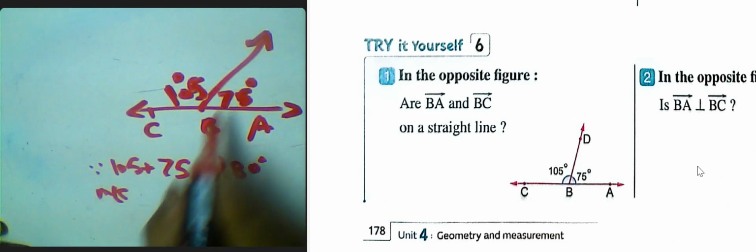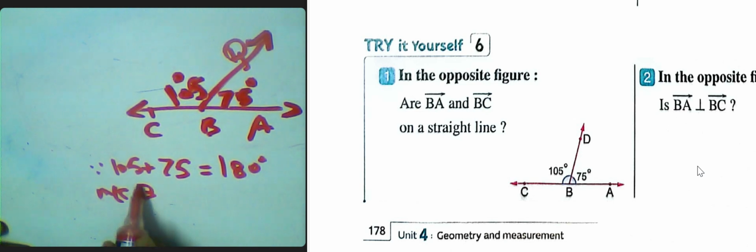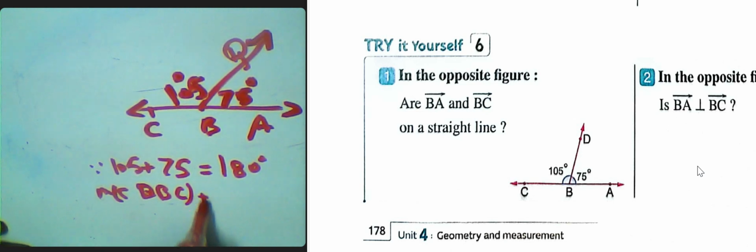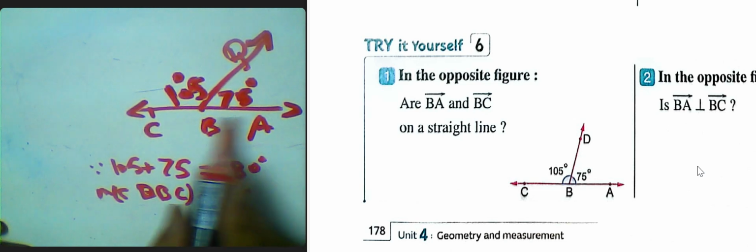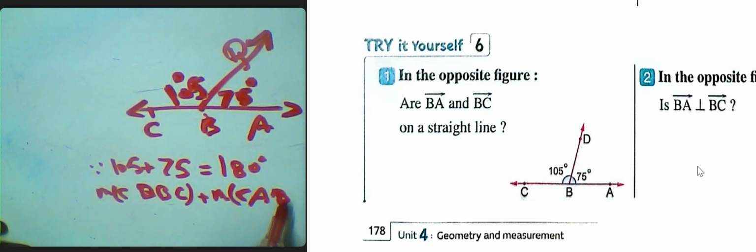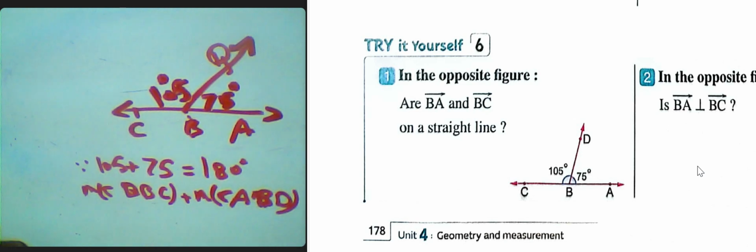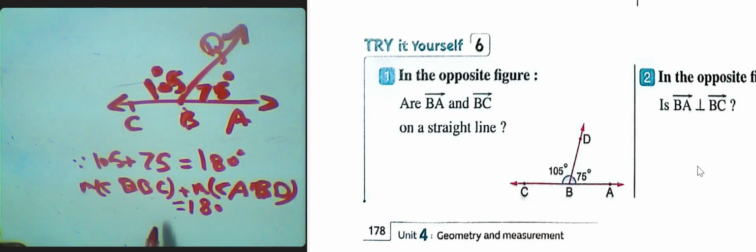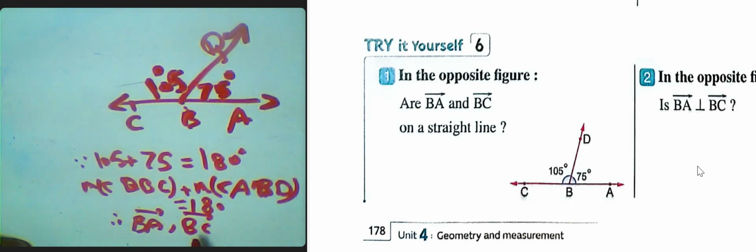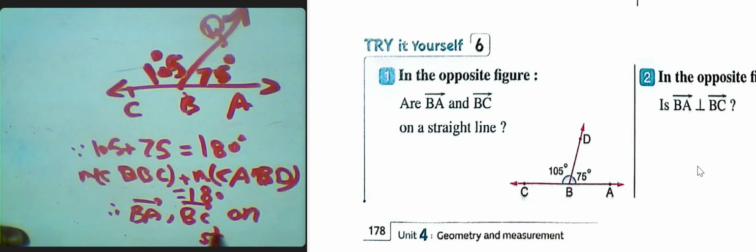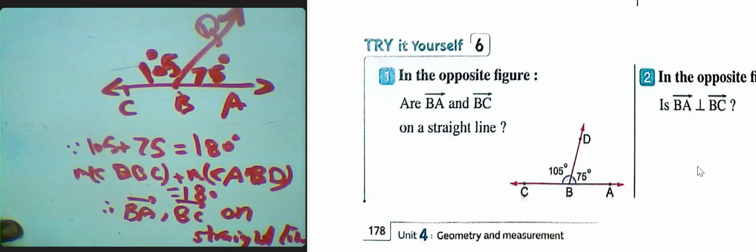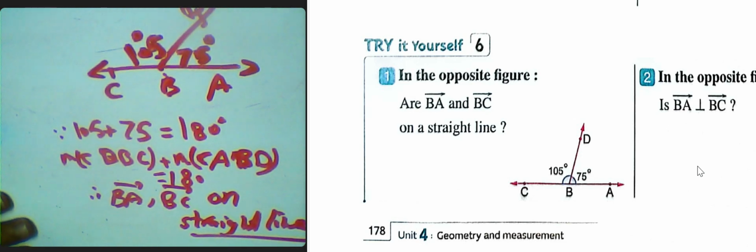Measure of angle DBC plus measure of angle ABD equals 180. Then straight line BA and straight line BC are on a straight line. They are on a straight line. Okay.